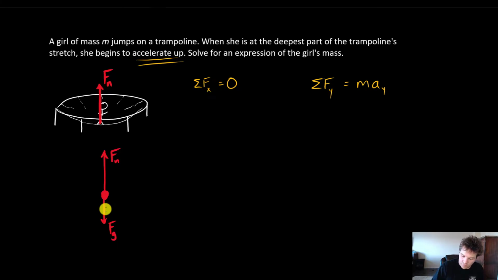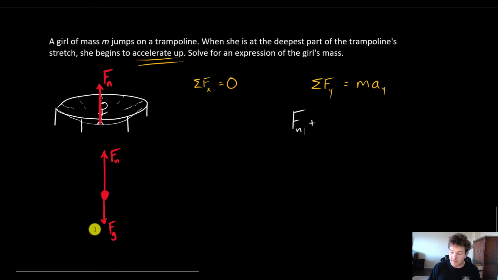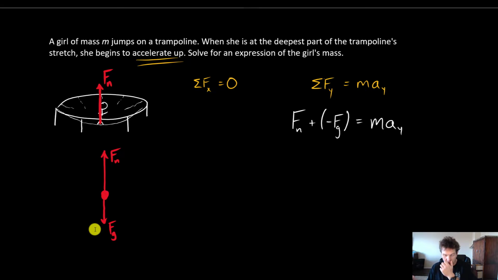The net force is whatever's going up, so let's go white. Normal force plus, and then this force of gravity down here is pointing down, so that's going to give it a negative force of gravity. And that's equal to mass times acceleration in the y direction. And then what are we solving for? For her mass. So I am trying to get that variable m all by itself. So that's just one step that we need to do.